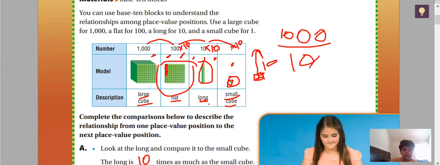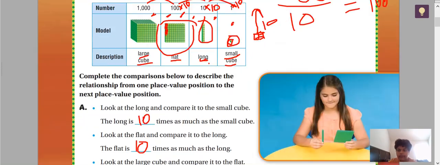Oh my god, I can't write today. Alright, 1,000 divided by 10 equals how much? Comment down below what you think the answer is. 1,000 divided by 10 equals 100.